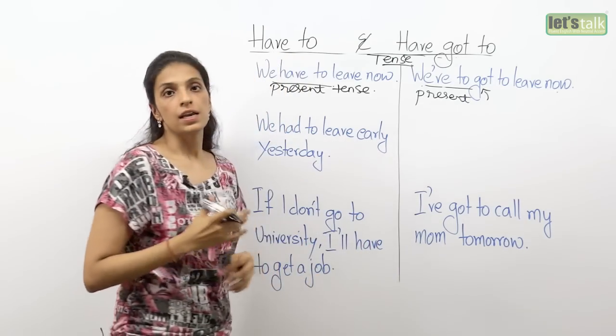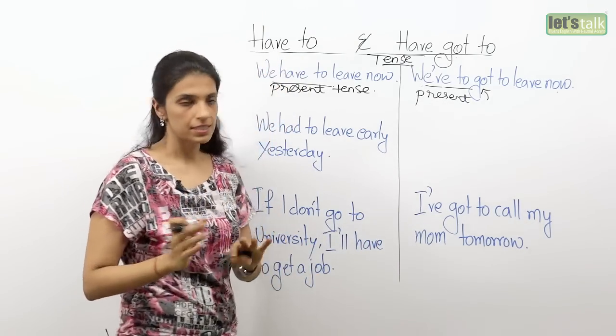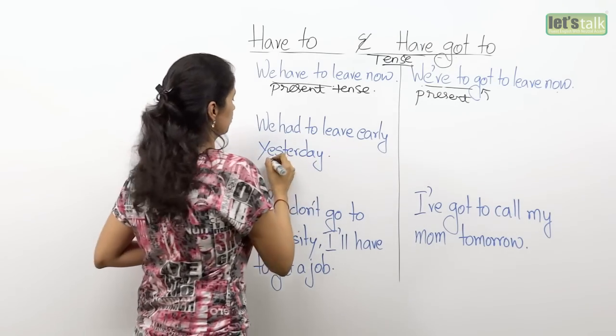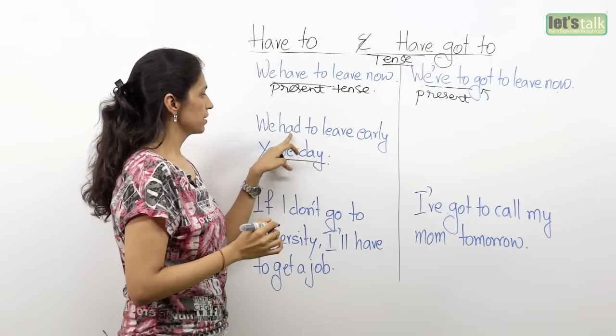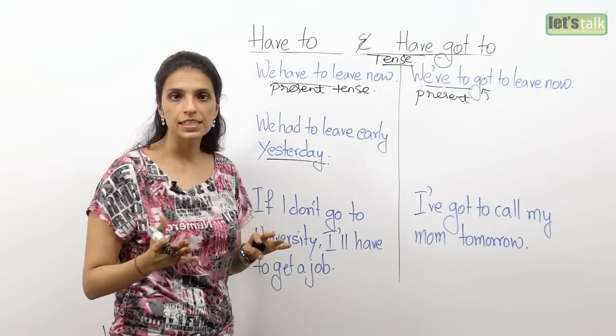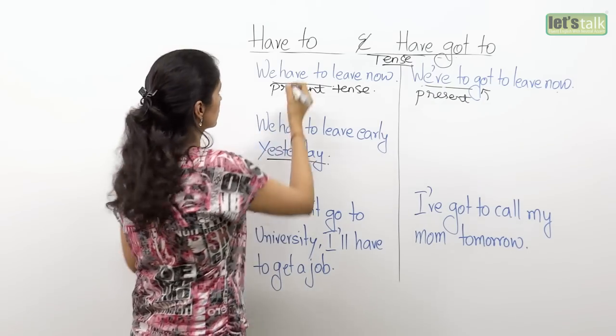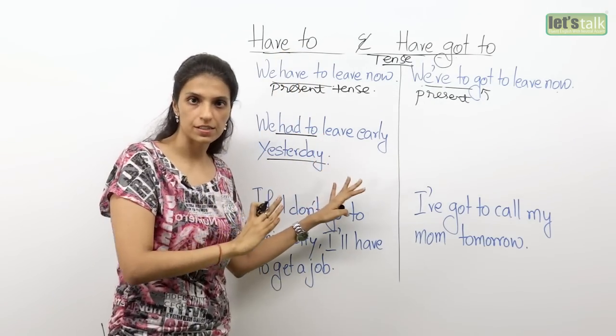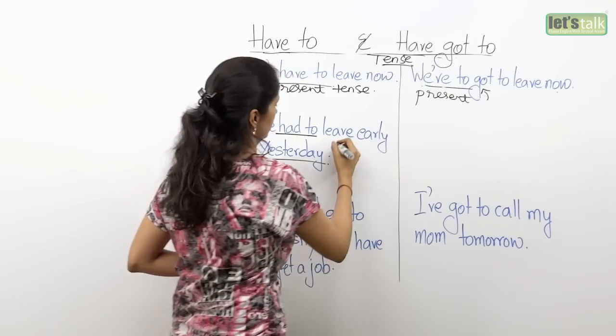If I put have to in the past tense, it becomes we had to leave early yesterday. I use yesterday, that's a past time period, so definitely I can't say we have to leave early yesterday, we had to. So the past of have is had, so we had to leave early yesterday, a past obligation.